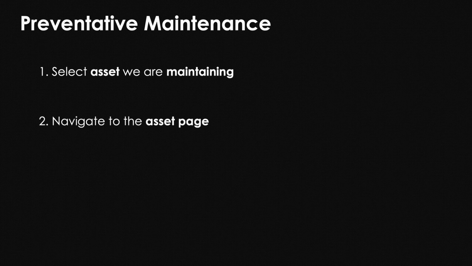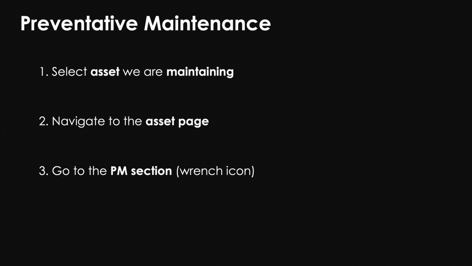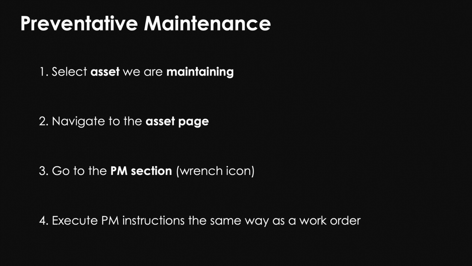Let's learn how to log a preventative maintenance. As an overview, we will select the equipment we are maintaining, navigate to the asset page, go to the PM section, and then follow all of the PM instructions, just like a work order.